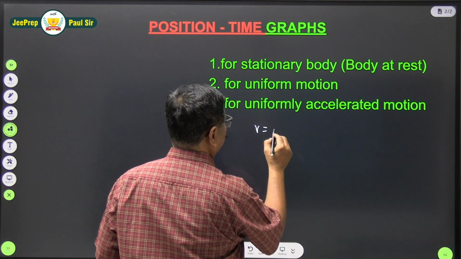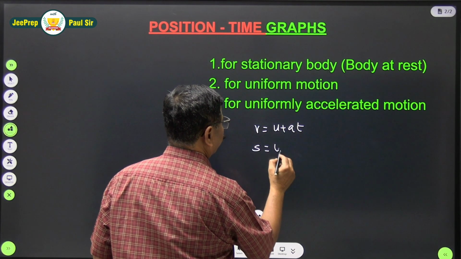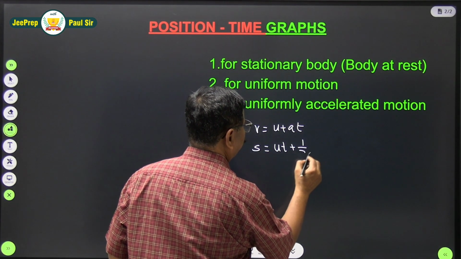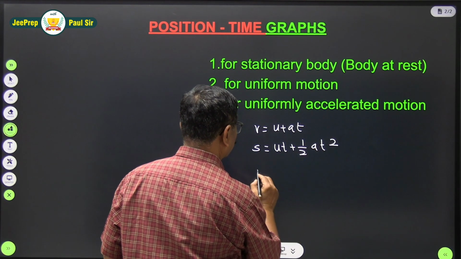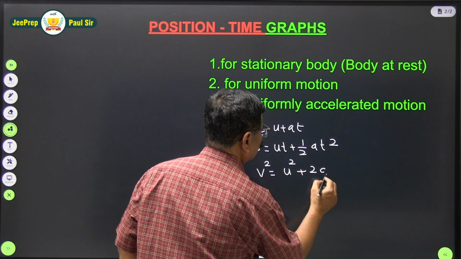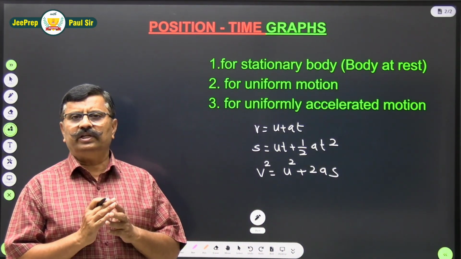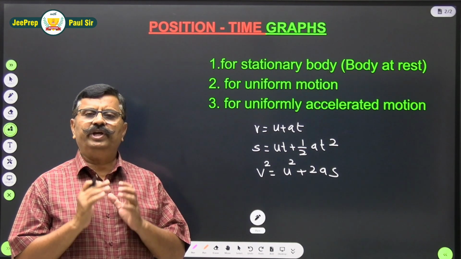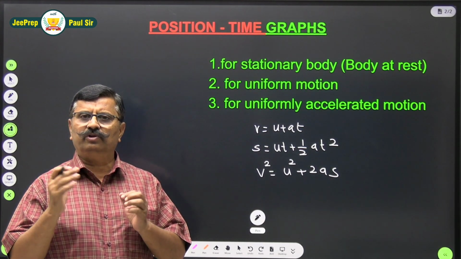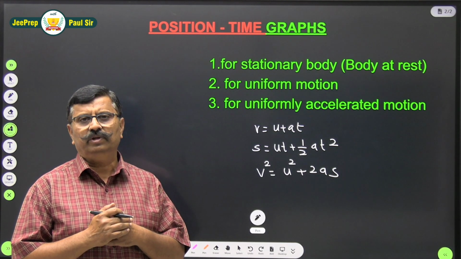First kinematical equation is v = u + at. Second kinematical equation is s = ut + half at square, and the third kinematical equation is v square is equal to u square + 2as. Now, today we will study the graphs, variation of displacement with respect to time, variation of velocity with respect to time in different circumstances.